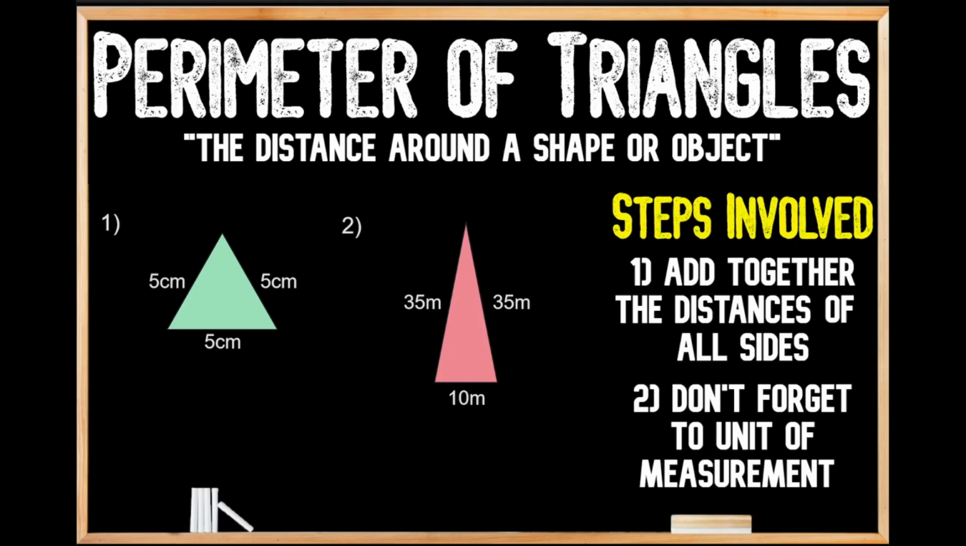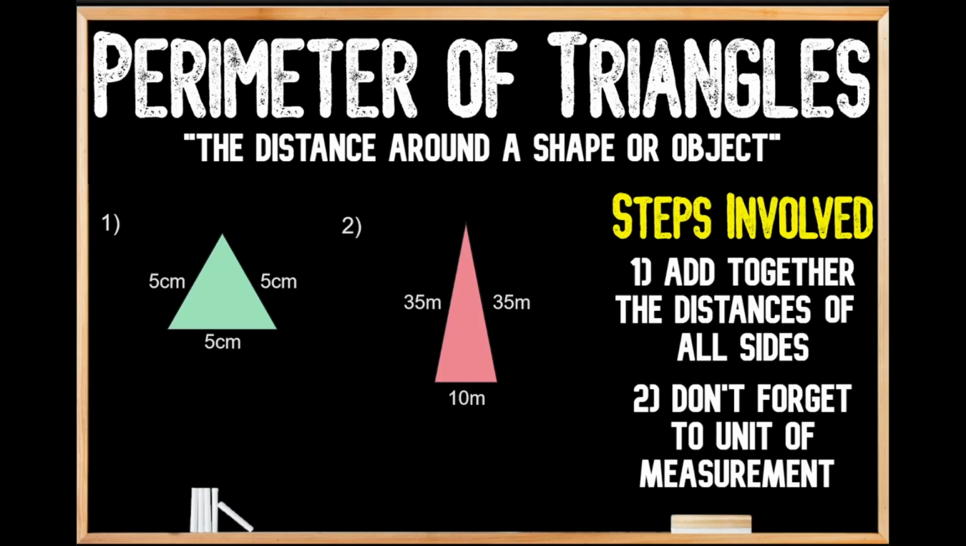So in question number 1, we're being asked to find the perimeter of this green triangle. And whenever you hear the term perimeter, I want you to think about the distance around a shape or an object. So if we're being asked to find the perimeter of the green triangle in question number 1, we're being asked to find the distance around that green triangle.